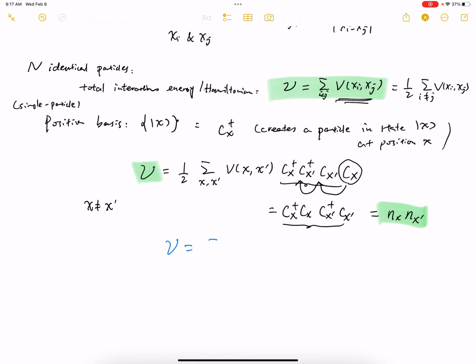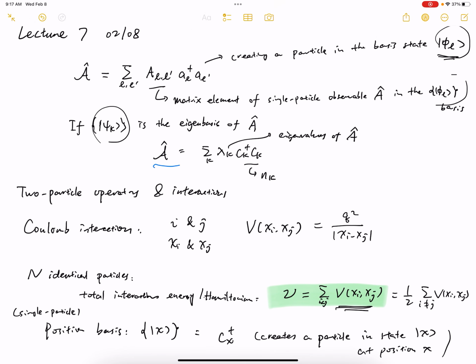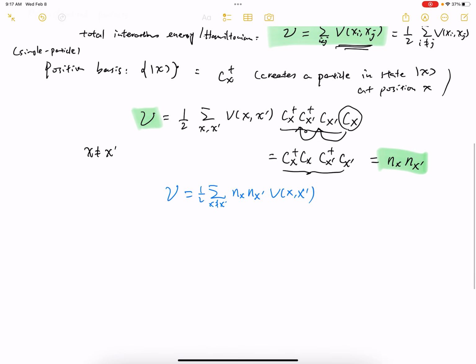My V here is a sum, so 1/2, sum over x not equal to x prime, then I basically just have nx nx prime V x x prime, right? So I'm basically counting how many particles at position x and how many particles at position x prime. And then I have this potential energy, right? So this is, again, kind of the same as what we said early on. When we are thinking about this, you can think about it as the total energy. And here, this is the interaction energy. And then we need to count how many particles at x and how many particles at x prime, right?